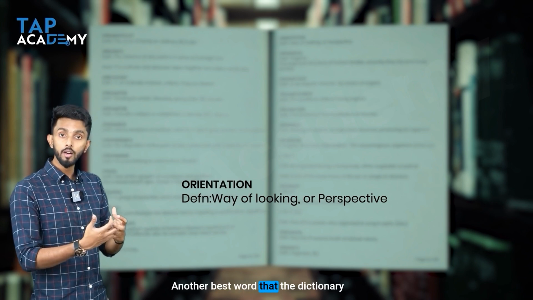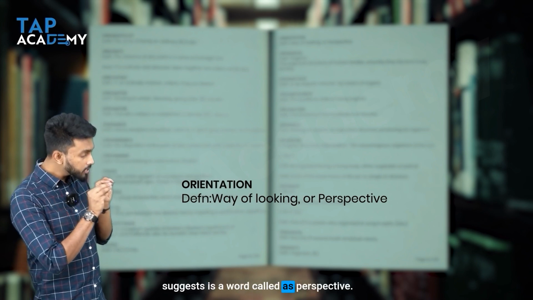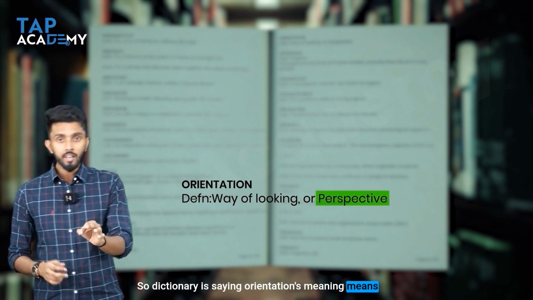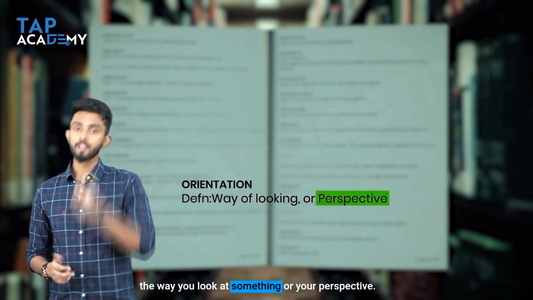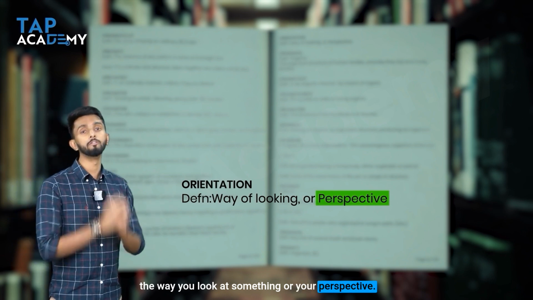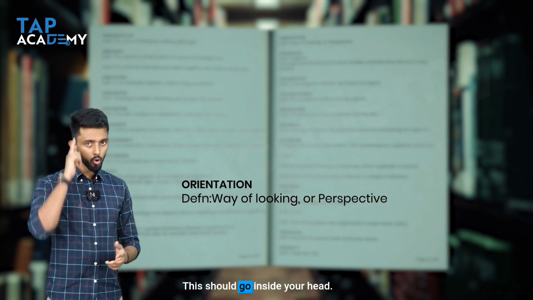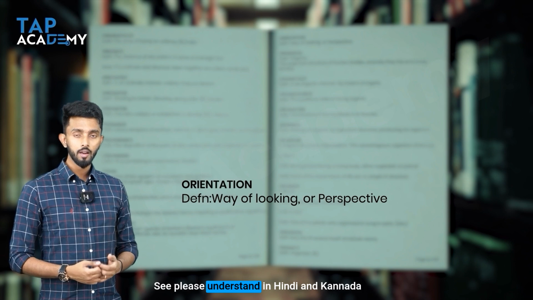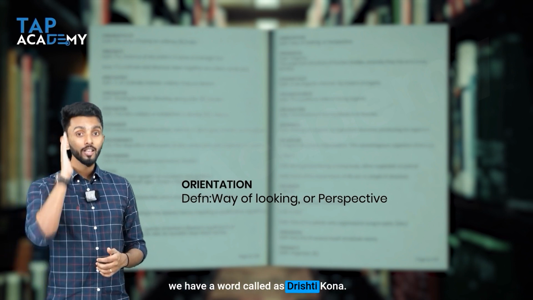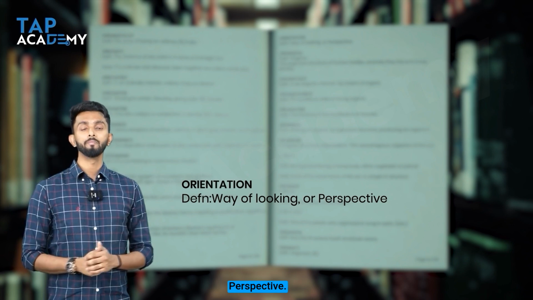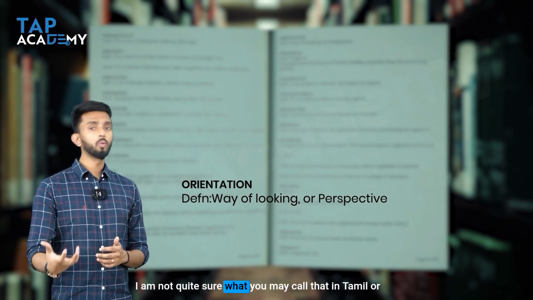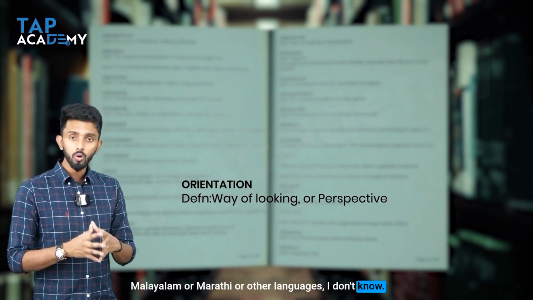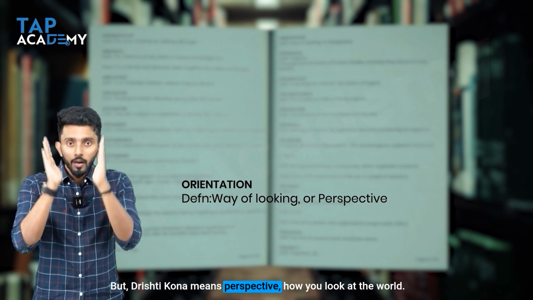Another best word that the dictionary suggests is a word called perspective. So, the dictionary is saying orientation means the way you look at something, or your perspective. Now, what do you mean by this? This should go inside your head. What do you mean by perspective? What do you mean by way of looking? See, please understand, in Hindi and Kannada, we have a word called drishti kona, perspective. I am not quite sure what you may call that in Tamil or Malayalam or Marathi or other languages, I don't know. But drishti kona means perspective, how you look at the world.